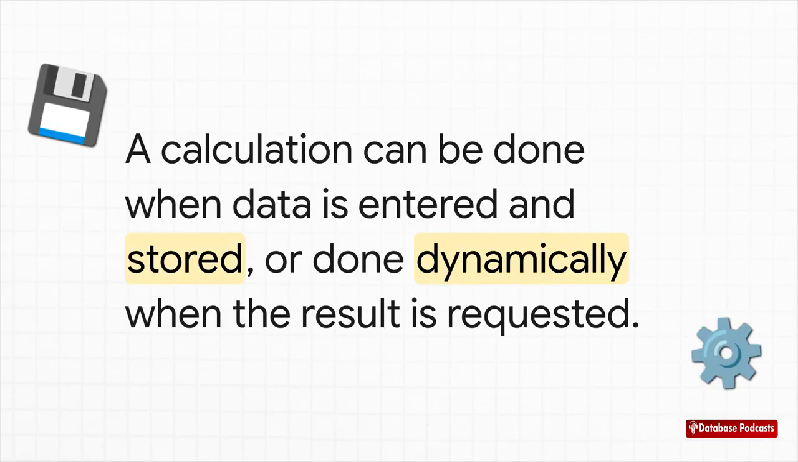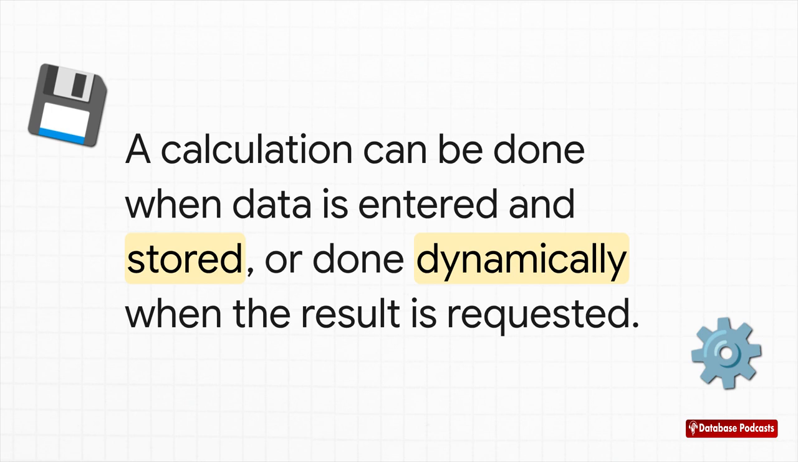Now, this brings up a classic dilemma for system designers. They have a choice. Do they pre-calculate this value and store it in a special computed column to make lookups faster? Or do they calculate it dynamically, on the fly, every single time it's needed?